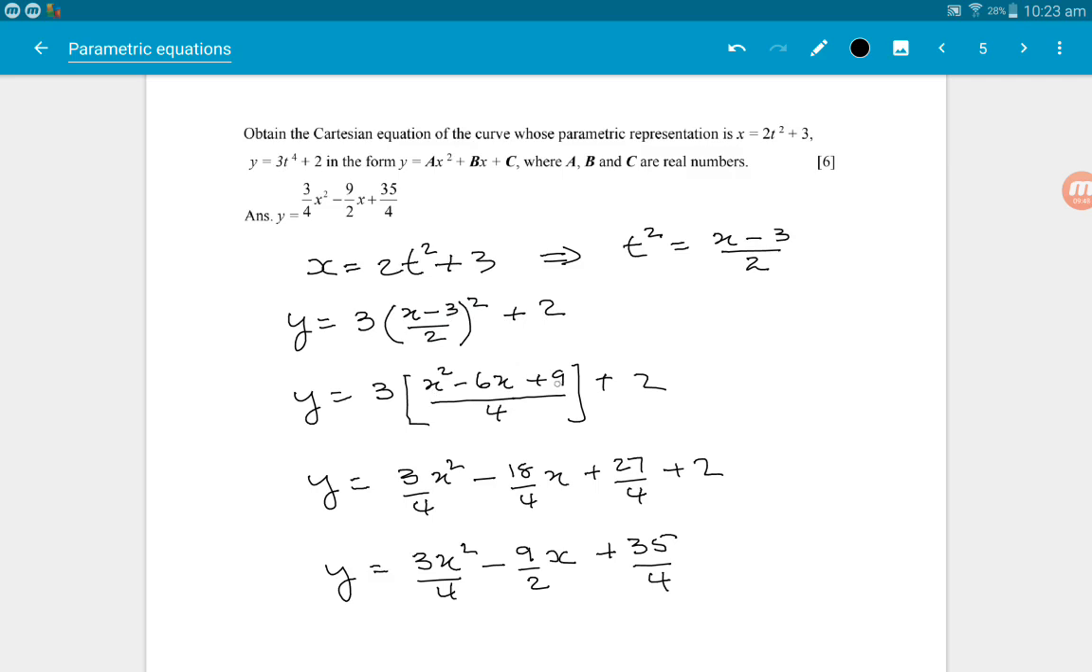Expand the brackets. I get x squared minus 6x plus 9 on 4. And then I multiply by 3. So I get 3/4 x squared minus 3 times 6, 18 on 4x, plus 3 9s, 27 on 4, plus 2. And then 27 on 4 plus 2 is the same thing as 35 on 4. And therefore, there is our Cartesian equation. Y equal 3x squared on 4 minus 9 on 2x plus 35 on 4.